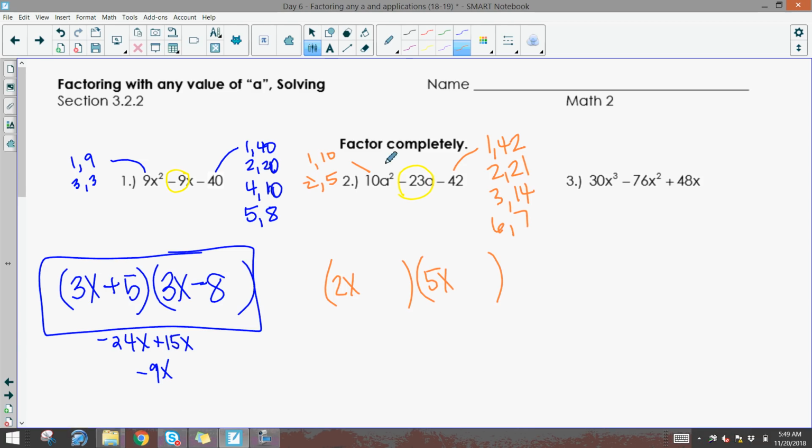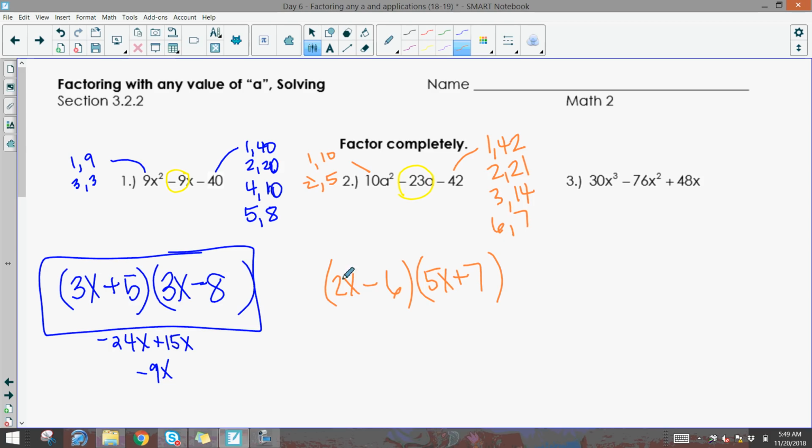Okay, so 2x times 5x is my, oh sorry, a. It should be an a, but we'll just go with it. All right, and then again, I'm trying to get to 23, so I'm going to start with the numbers that are closest. Again, that's a negative, so I need a negative and a positive here. I'm going to start with 6 and 7.